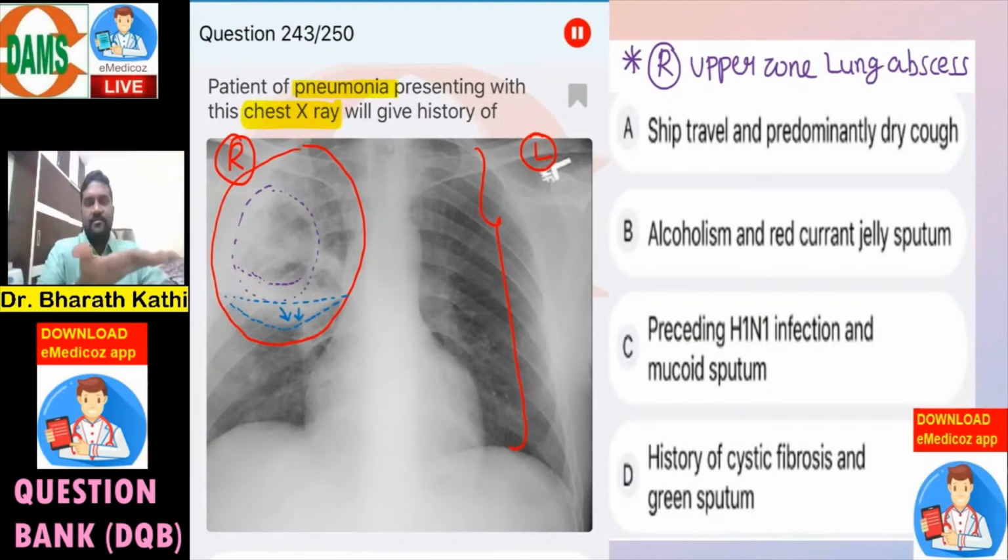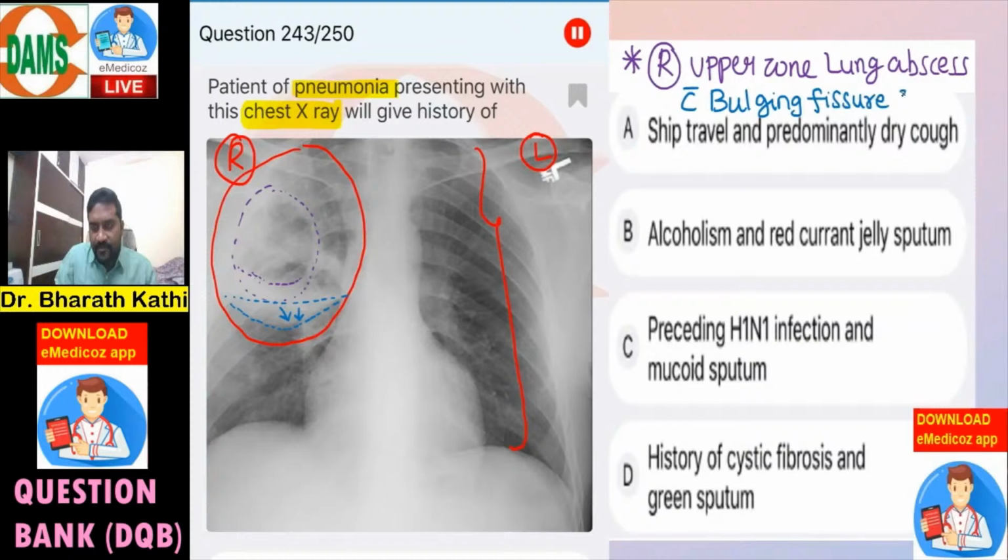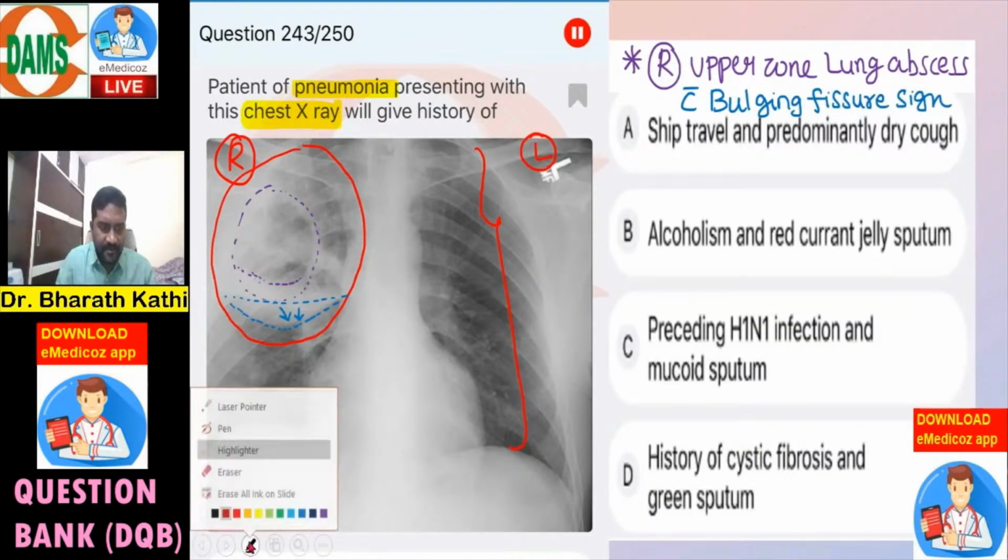So whenever there is some heavy consolidation or anything that causes significant involvement of the right upper zone, because of that weight, your horizontal fissure, instead of being straight, can bulge down. It will become like this. This phenomenon is called the bulging fissure sign. So there is a lung abscess, and along with that, there is a bulging fissure sign.